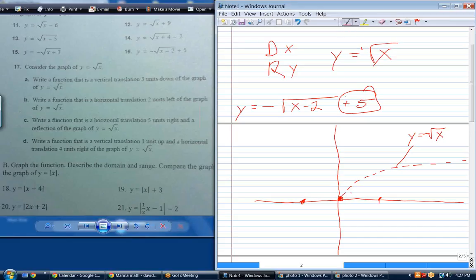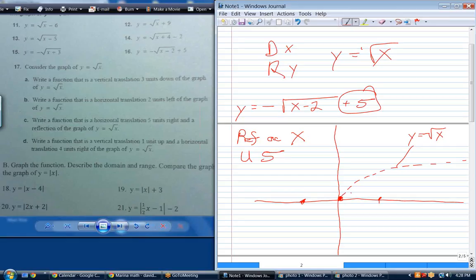What's the plus 5 do, Marina? Makes it go up 5. Okay, so we're looking at an up 5. We're looking at a reflection. Let's do the reflection first. I broke my own rule. We should look at that negative sign. So we're going to reflect across x. We're going to move up 5, vertical shift.